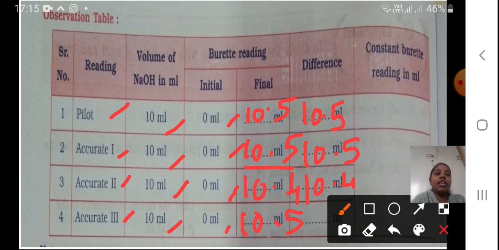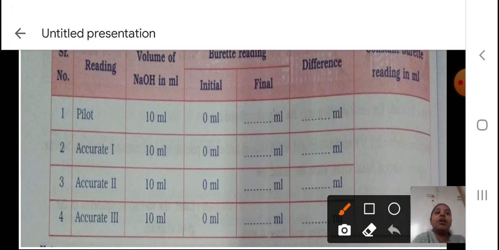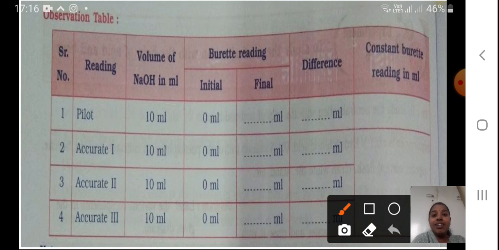And what is the main thing here, students? What you will remember? What will be my constant burette reading? That means I'll take a constant reading, which I told you I'll take as 10.5 ml. Is it clear? Did you understand? Like this titration, this we call a titration.